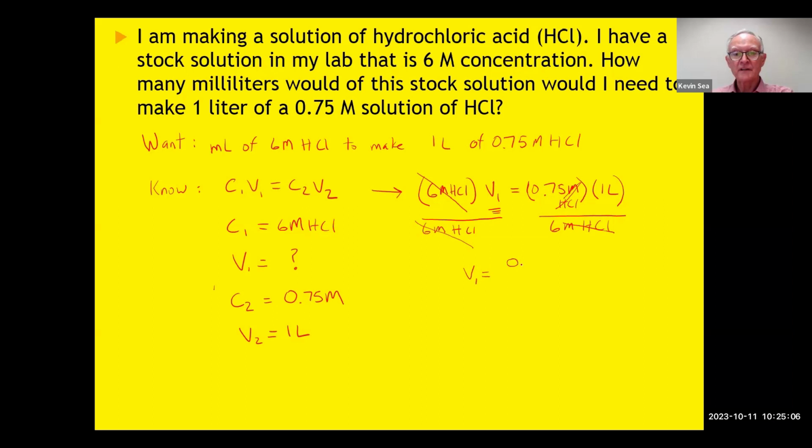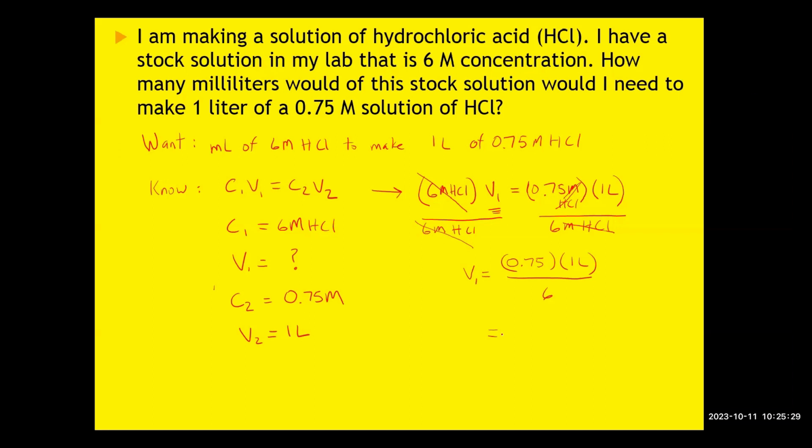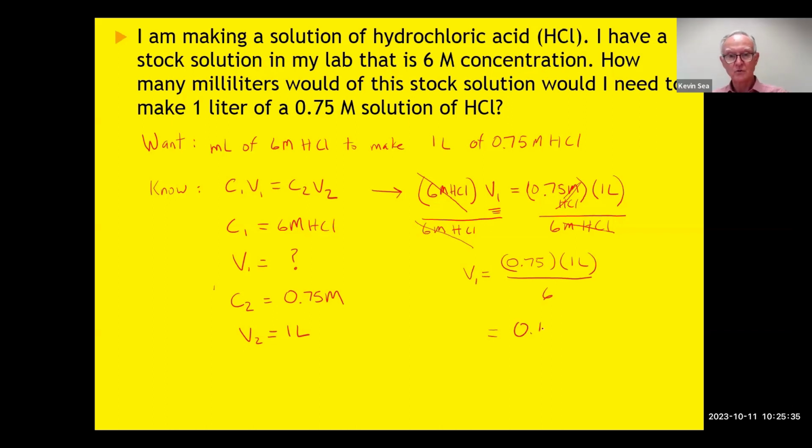So I can simplify this formula as 0.75 times 1 liter divided by 6. And if we do the math there, 0.75 times 1 divided by 6, I get 0.125 liters of HCl. That's the volume of the stock solution that I need. It was asking for liters. My ending units are liters, so that looks good.